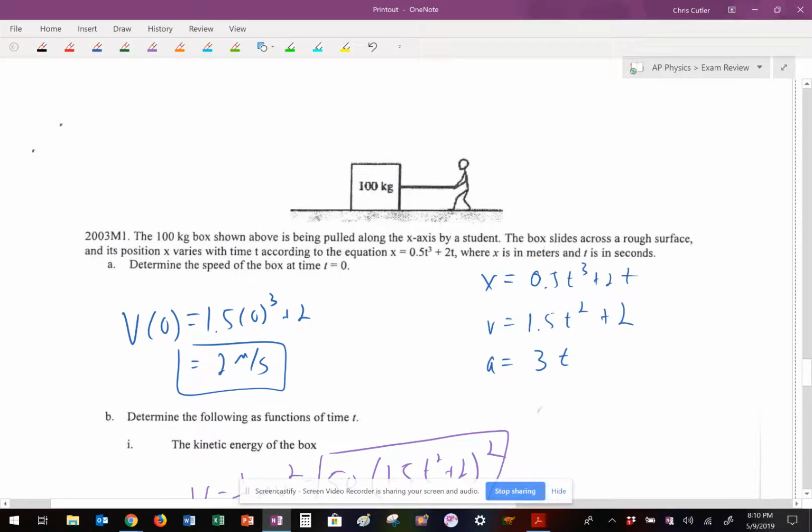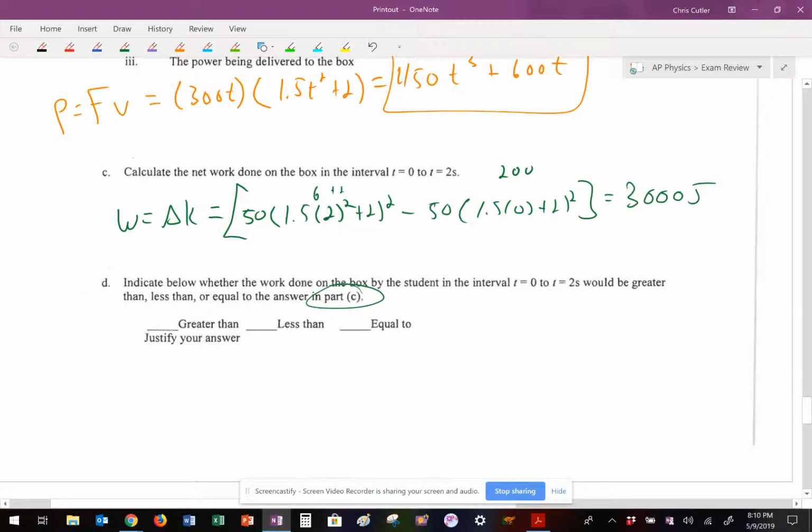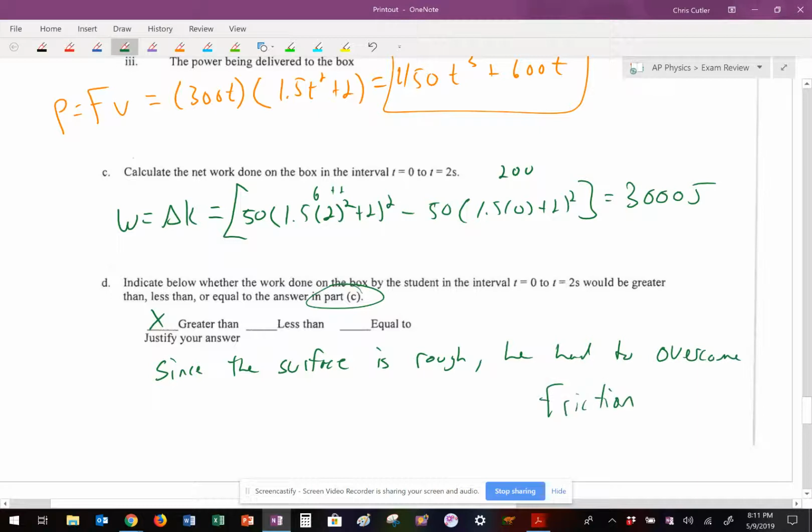Nowhere in this problem does it tell us that mu equals 0. Pulled along the x-axis, slide across a rough surface. As a matter of fact, it doesn't even say mu equals 0. It says rough surface, which tells us we have friction. So the work that the student does has to be greater. Justify your answer. Since the surface is rough, he had to, and I'm going to use a big word here, overcome friction. And that is good enough.